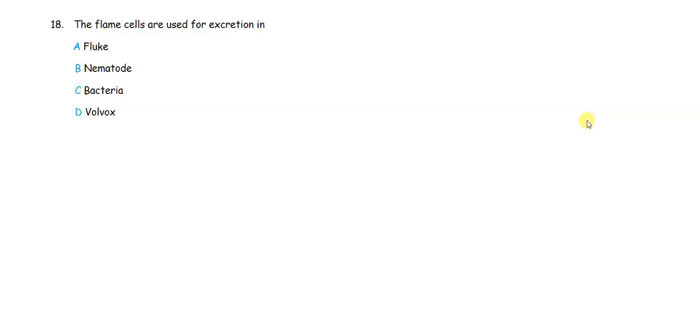Question 18. The flame cells are used for excretion in A, the fluke, B, nematode, C, bacteria, D, volvox. Now, how do we answer this particular question? We need to understand the different groups of invertebrates in terms of their excretory structures.